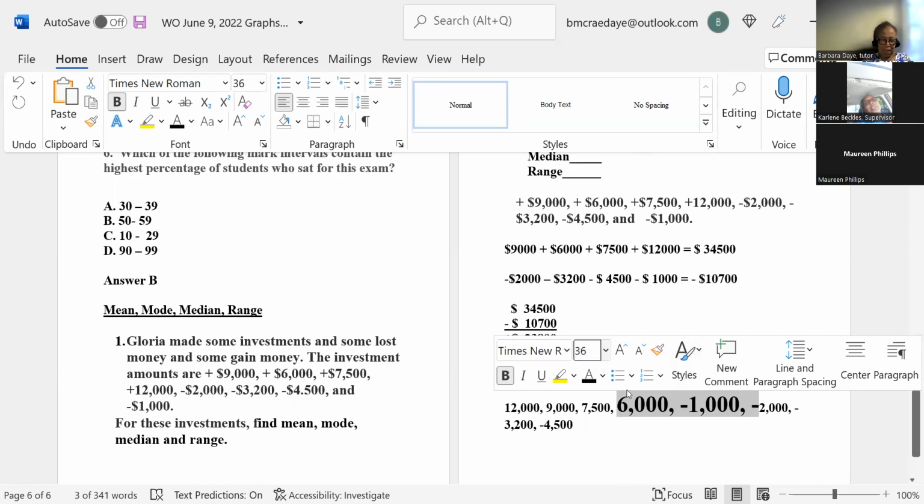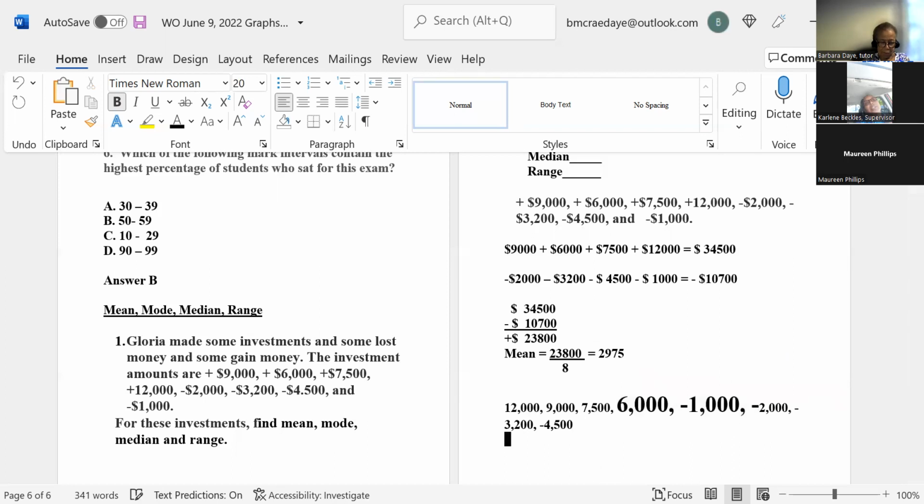So let's just make that bigger so you see it. Okay, so that means you've got to add the 6,000 and the minus 1,000 and divide by 2. What does that give you, Maureen? 3.5? No, you're talking thousands here. How could you go to 3.5? You're adding 6,000 plus a minus 1,000.